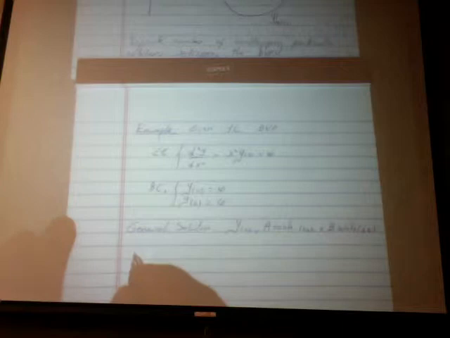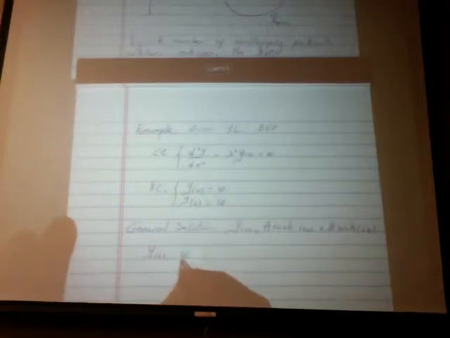Now let's impose boundary conditions to say y at 0 is equal to 0, which is equal to A cosine hyperbolic of 0 plus B sine hyperbolic of 0. Cosine hyperbolic of 0 is 1, sine hyperbolic of 0 is 0, and that leads to the same thing, A is equal to 0. So we are at y of x equals B sine hyperbolic of lambda x.